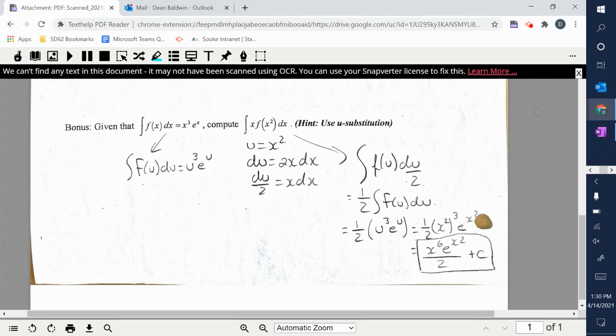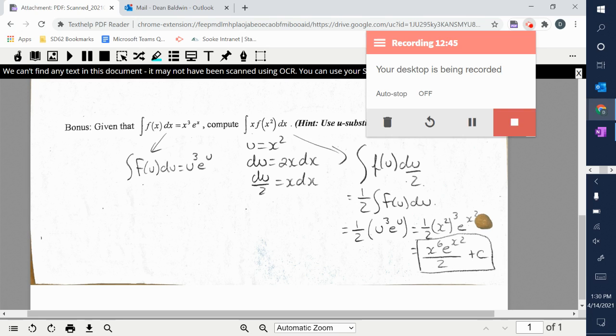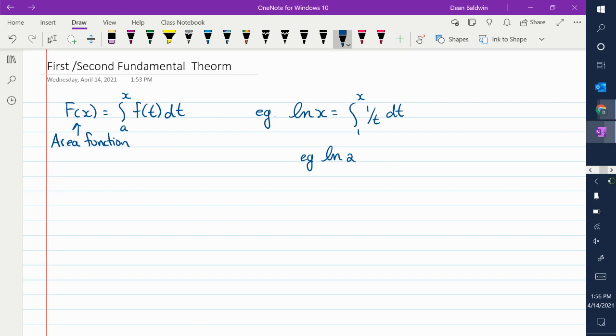Number 3. What Torsten calls first/second. So it's when you have a function defined as an integral, which is a weird concept, I understand that. But basically, some functions are defined as the area under curves. The one that you will see next week is the natural log function. It is defined as the area under the curve from 1 to whatever x is of 1 over t.